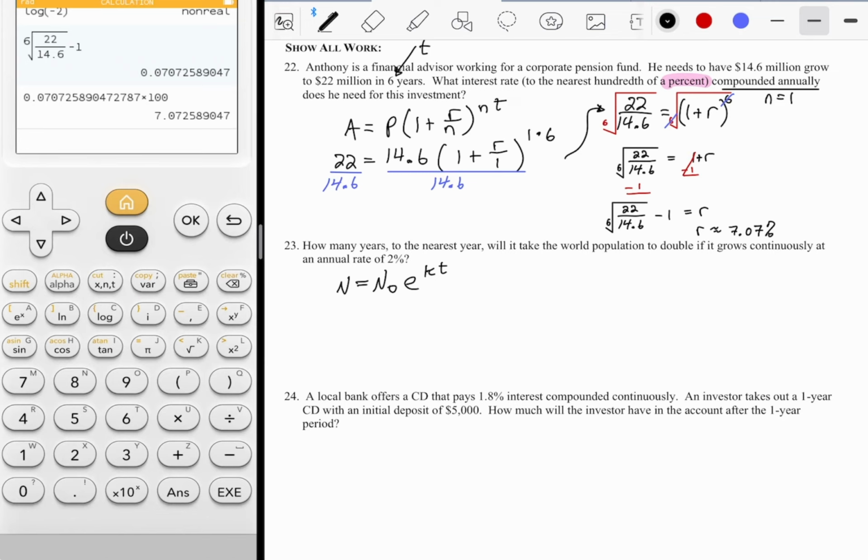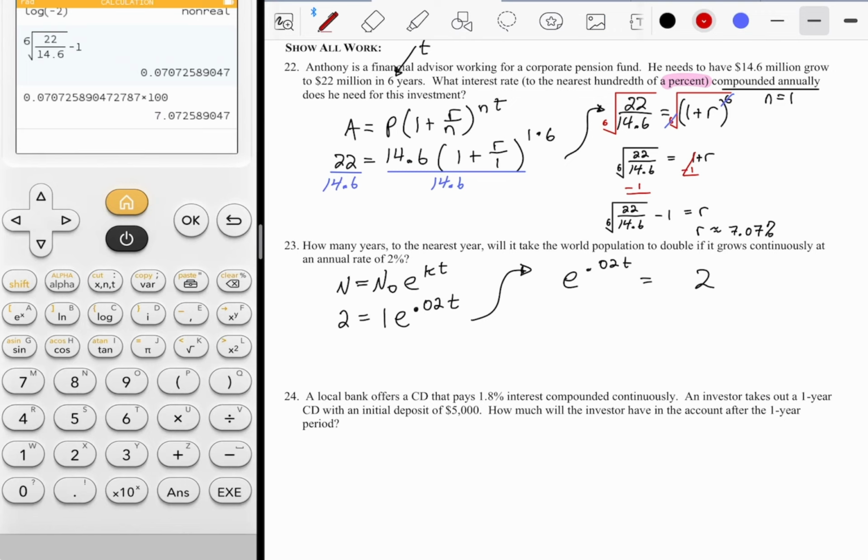Doubling is a 2-to-1 ratio. I could put in whatever I want. I could put in 100 for the initial value and 200 for the final value, or 75 for the initial value and 150 for the final value. It doesn't matter. It's always going to be a 2-to-1 ratio. So I'll just put in a 1 for the initial and 2 for the final. Cleaning this up, I could write it as e to the 0.02t is equal to 2.